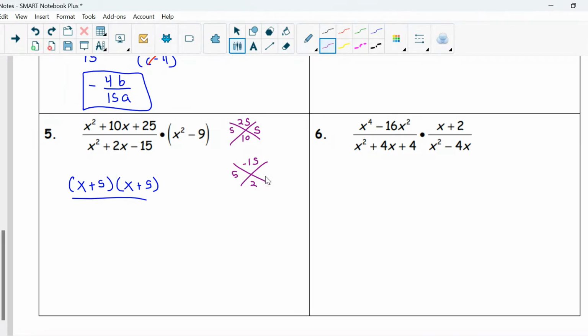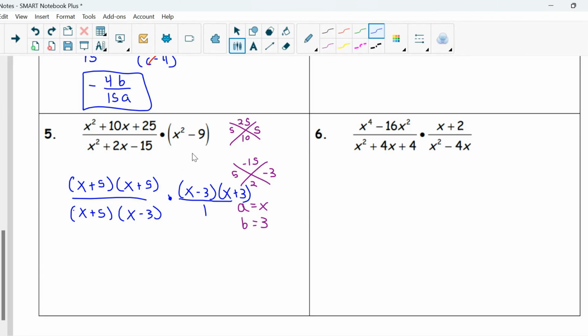That's going to give me positive 5 and negative 3. So I've got x plus 5, x minus 3. Sorry, not equals, multiplication there. And then I'm going to multiply that by my final term, x minus 3, which is a difference of squares. My a value would be x. My b value, square root of 9, which is 3. So my two factors would be x minus 3, x plus 3 over 1, since this is not in a fraction to start.